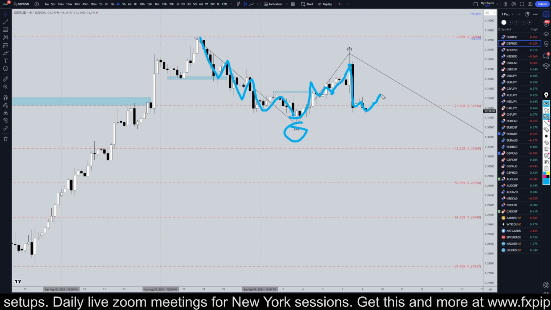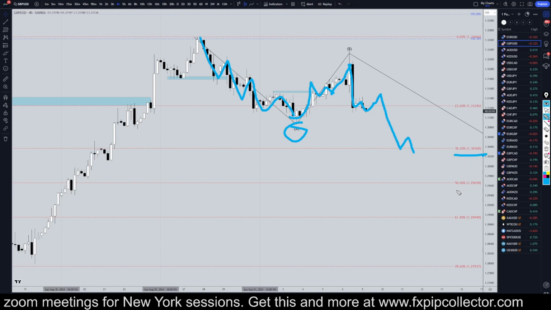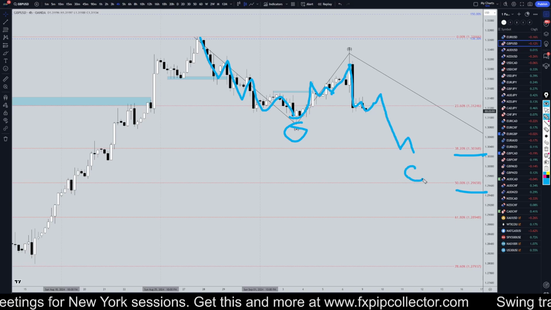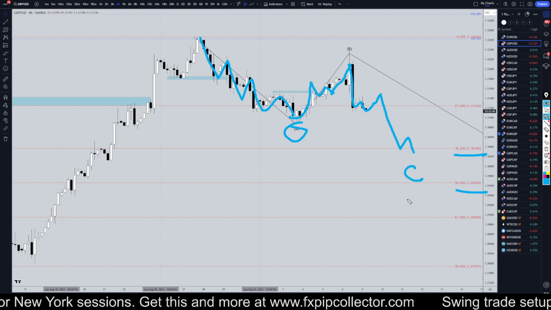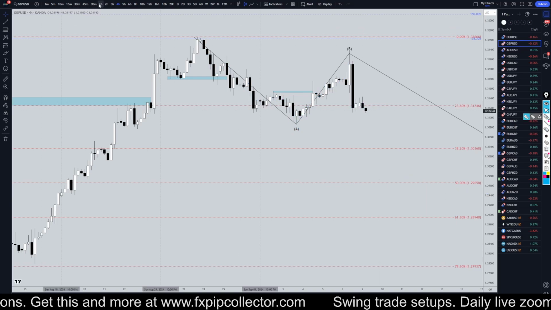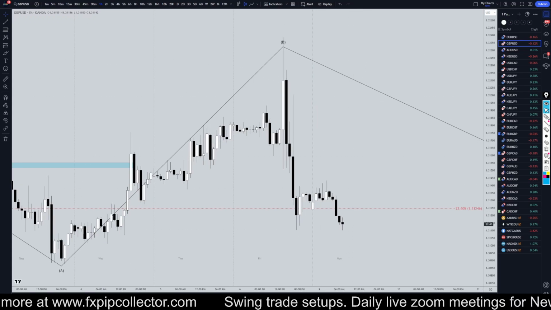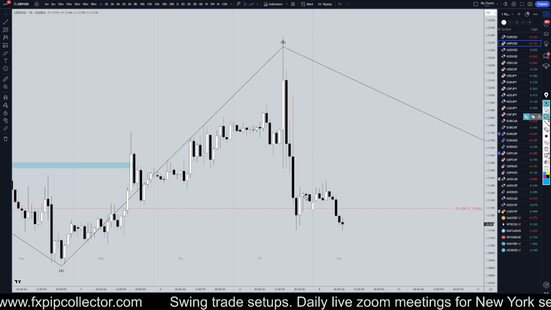Now I think that we are very likely in a downtrend, which I would expect to go down to one of these lower Fibonacci levels for that wave C. So that tells me that I should probably be looking for shorts on shorter time frames. Going down to the 1 hour time frame, now the question is, is it going to go up before it goes down, or is it just going to keep on trending?